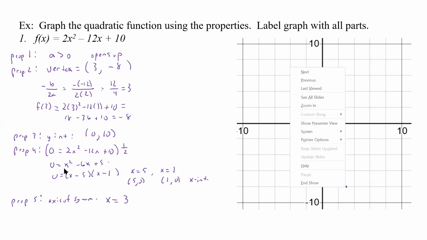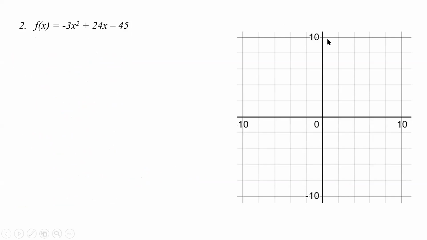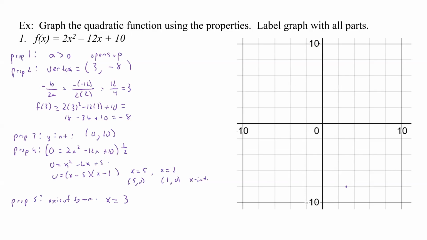And so then after that, we have 0, 10 is going to be a point. And so 0, 10, that's going to be ours. And then we have 5, 0. So 2, 4, 5, 0, roughly there. And 1, 0. So that's roughly there. And we have the axis of symmetry. So that's here.